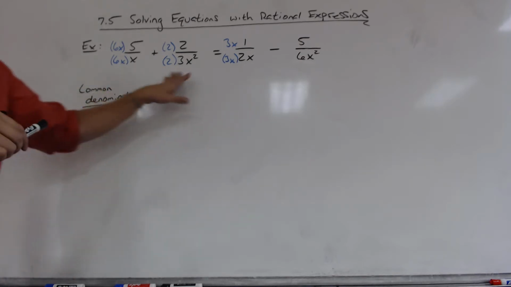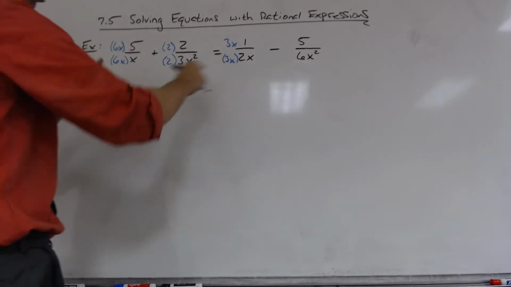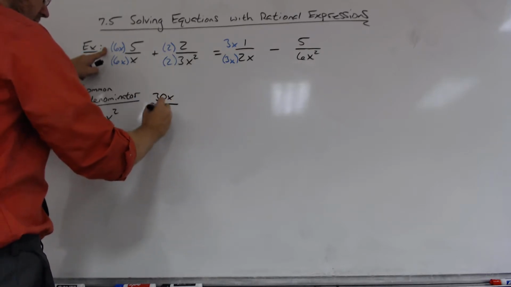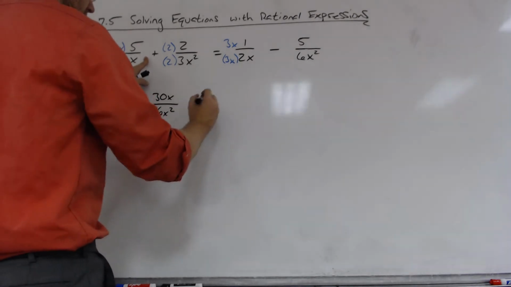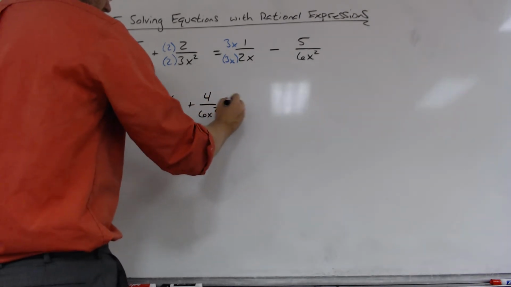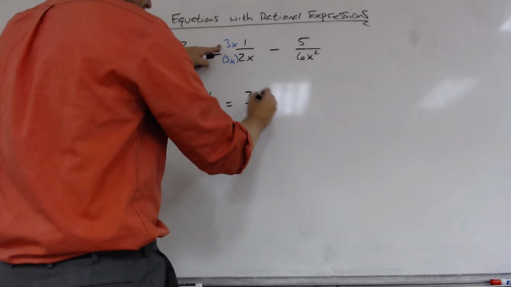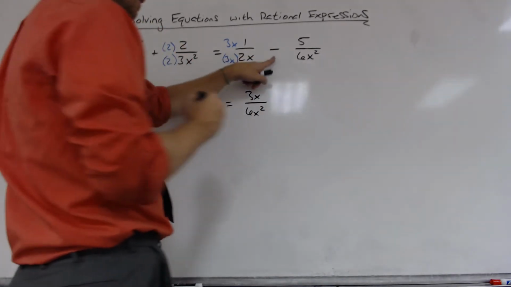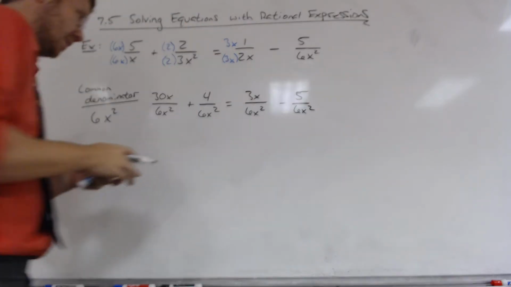Right, now all of our fractions are going to have that common denominator. And we'll just write down the problem again with all of our adjusted fractions. So this one would be 30x over 6x squared plus 4 over 6x squared is equal to 3x over 6x squared minus 5 over 6x squared.